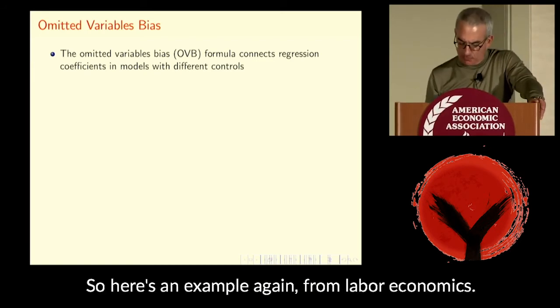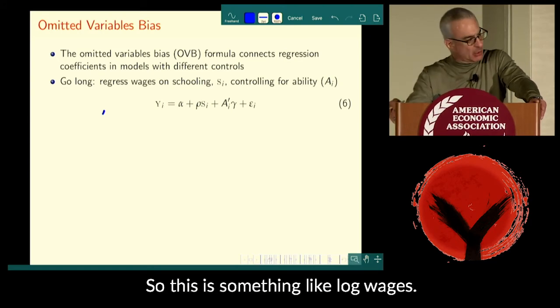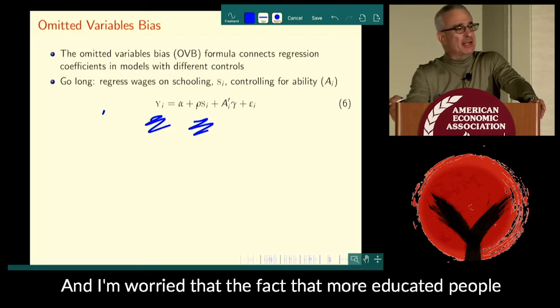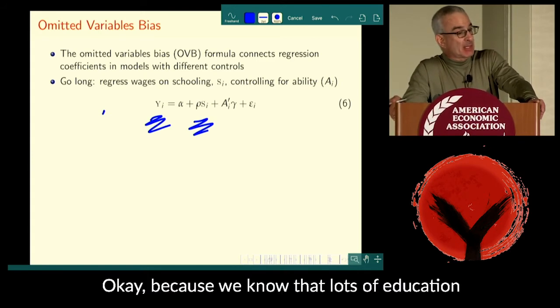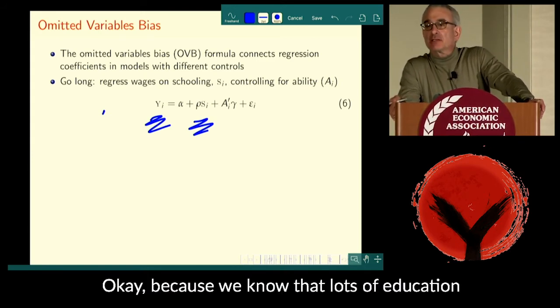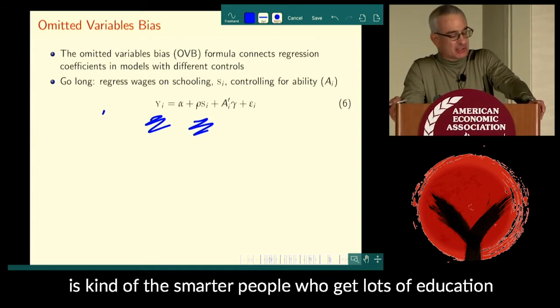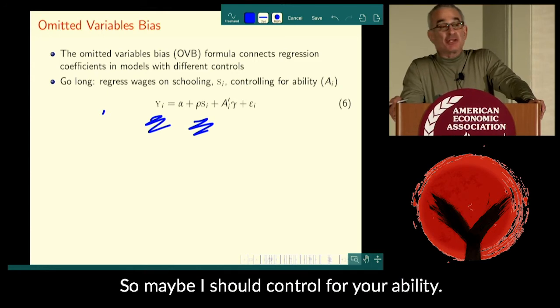So here's an example, again from labor economics. This is something like log wages, and here's schooling. I'm worried that the fact that more educated people earn more isn't really causal. Because we know that lots of education is kind of the smarter people who get lots of education, as educated people will know. So maybe I should control for your ability.